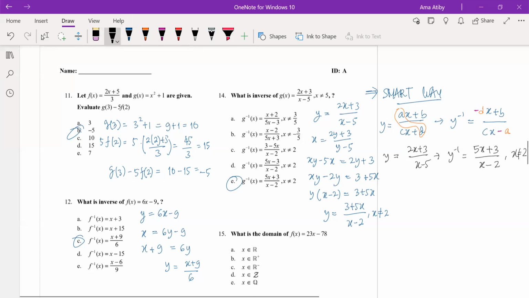Okay, now let's move on to question number 15. This question is about the domain of f(x). So the domain of the linear function is real numbers. Yes, real numbers, not real positive or real negative, but real, because it processes all of the values, and it won't stop until the end of the world.